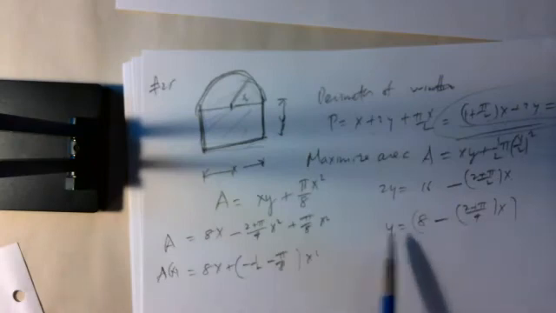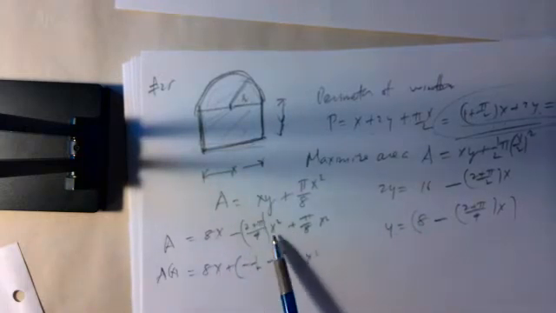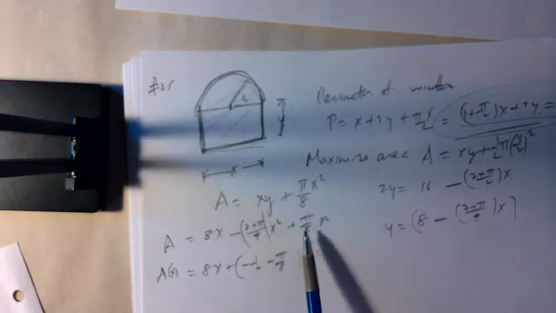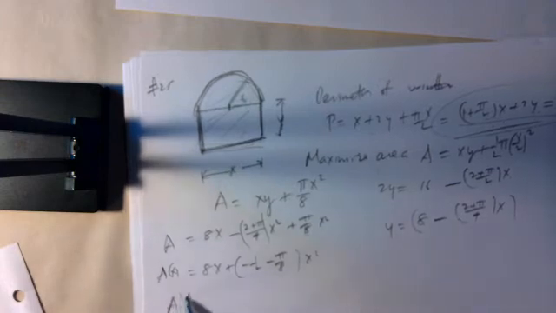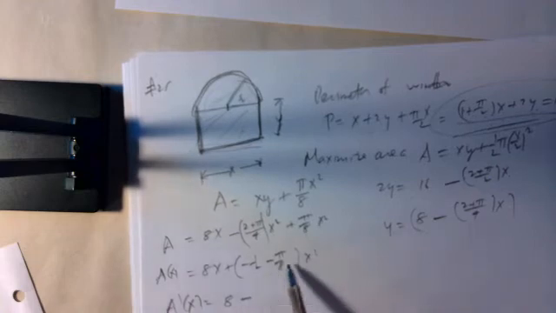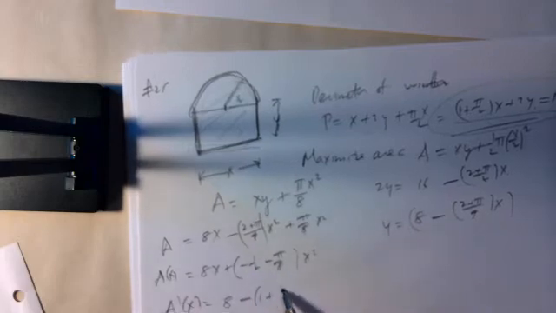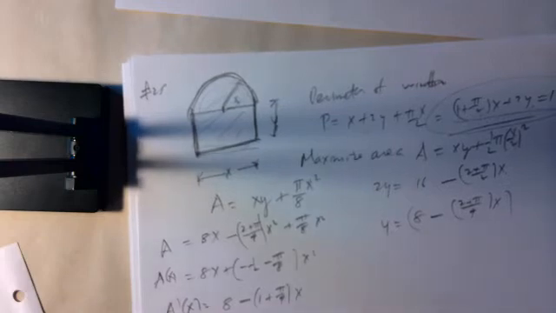Plug in this value for y, you get 8x minus 2 plus pi over 4 x squared plus pi over 8. This is minus pi over 4 plus pi over 8, which is minus pi over 8 minus a half. This is the area. So the derivative is 8 minus 2 times this times x. So 8 minus, this is like a half plus pi over 8 times minus a half plus pi over 8. So that's minus 1 plus pi over 4 x.